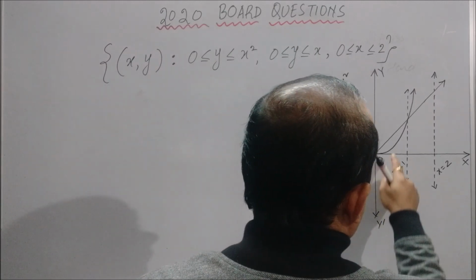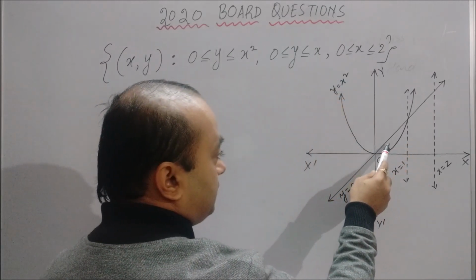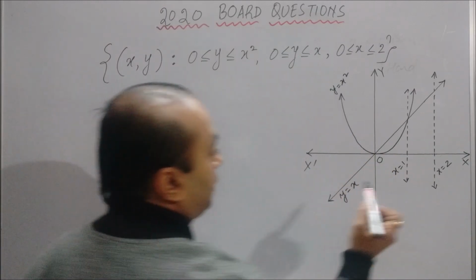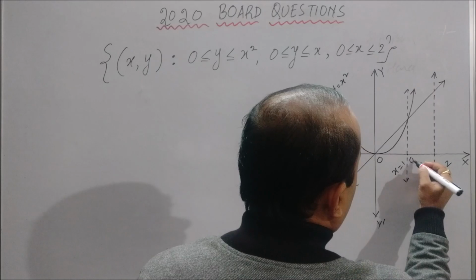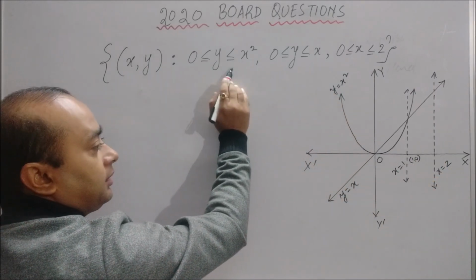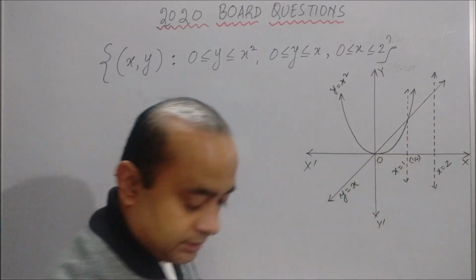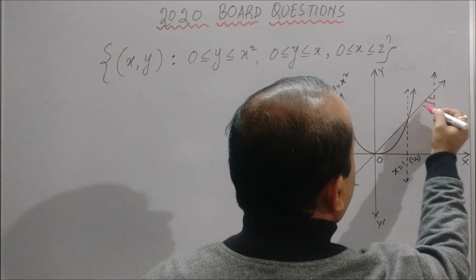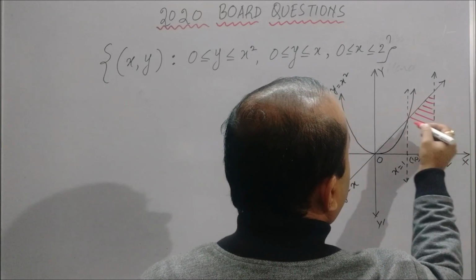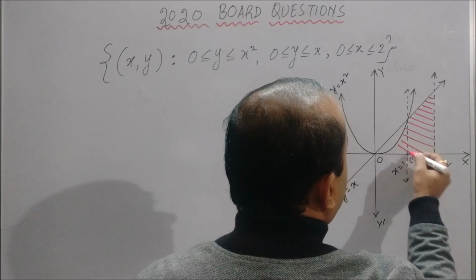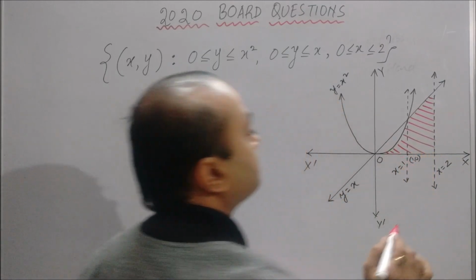And for this part, whether we should shade this region or the outside region, let us look at this point. What is this point? This point is 1, 0. We substitute 1 and 0, it is satisfying. That means the region is outside this. The region is here, this region outside. So this is the region, alright.